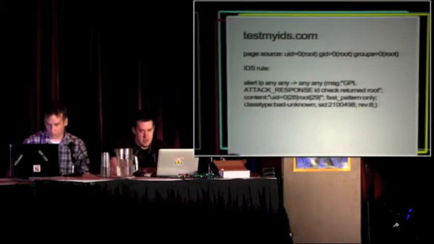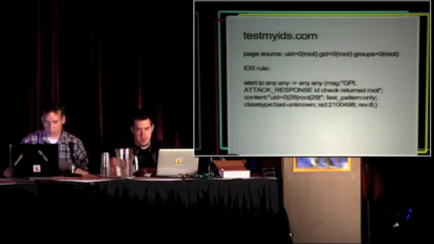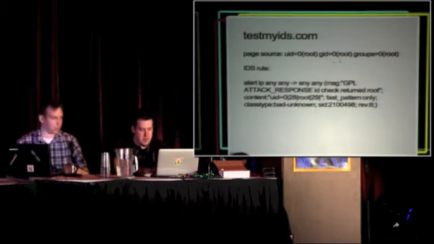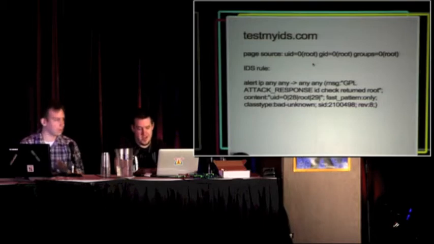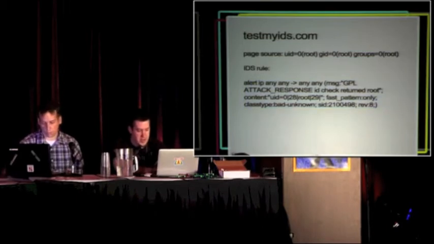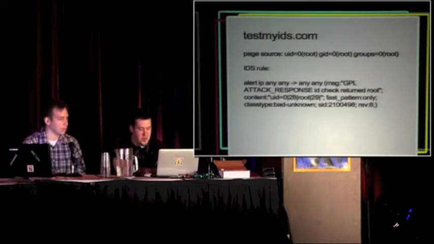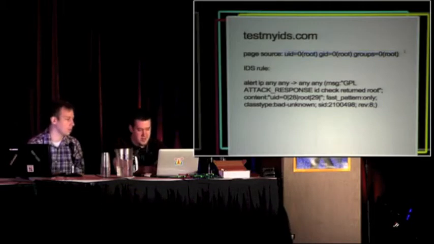It's kind of like testmyids.com, if anybody's been there. It's a website, but it doesn't even have HTML tags. It's just this string of text here. And the rule that it's triggering on is this rule down here. It's just literally checking if the packet has uid=0(root), trigger an alert. So that's why that website just has that, and it's that easy. That's kind of a little bit of IDS demystified right there.